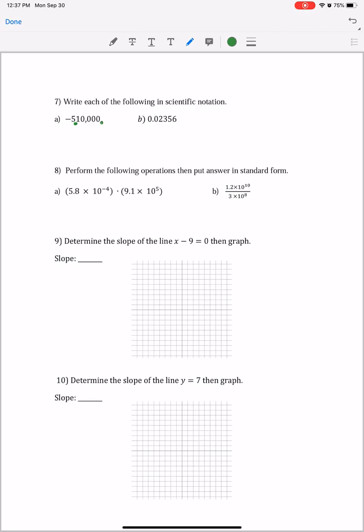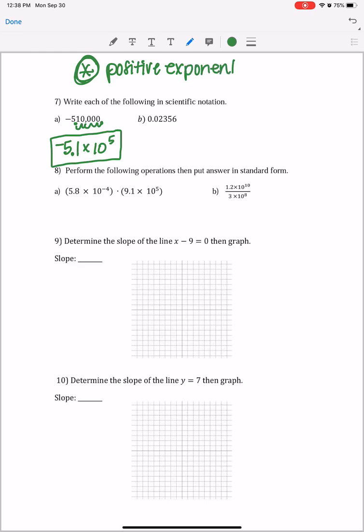So if my decimal is already in the back, how many times am I moving it? 1, 2, 3, 4, 5. So I get 5.1 times 10 to the 5th. And this is a positive 5 because you've got a big number. So positive exponents for big numbers.